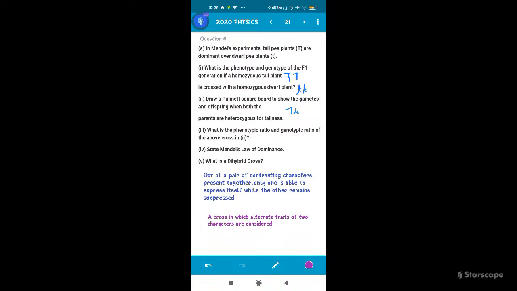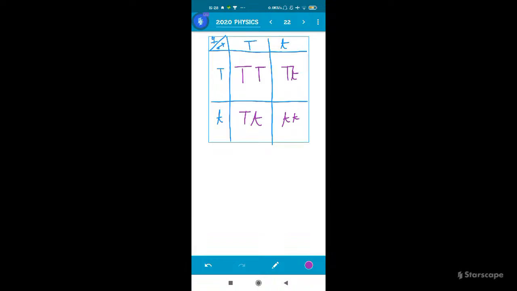Now your next question is, what is the phenotypic ratio and the genotypic ratio of the above cross? Now from this cross we have to write what is the genotypic ratio and what is the phenotypic ratio. So the phenotypic ratio is much easier to identify. So let's see. This is a tall plant. This is also a tall plant. This is also a tall plant, but this is a dwarf one. So our ratio will be 3:1.